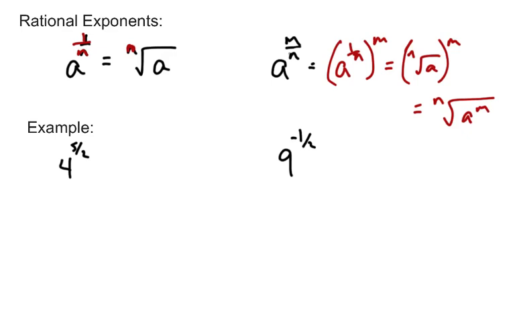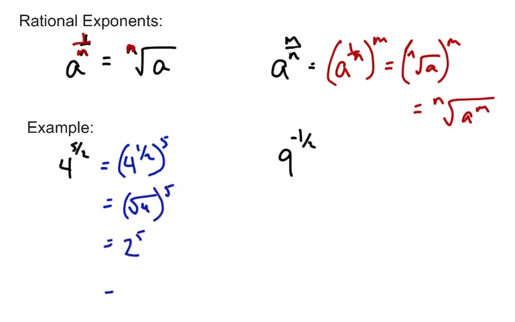Now, using rational exponents can help us out, because if we look at 4 to the 5/2 power, that's the same as 4 to the 1/2 power to the 5th power. Well, 4 to the 1/2, that's the square root of 4, which is 2. And 2 to the 5th is 32.